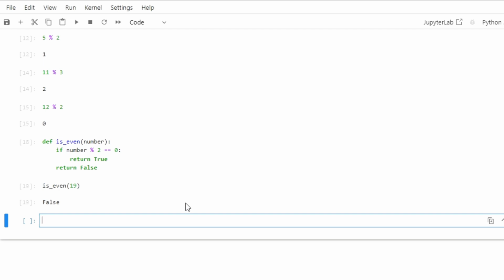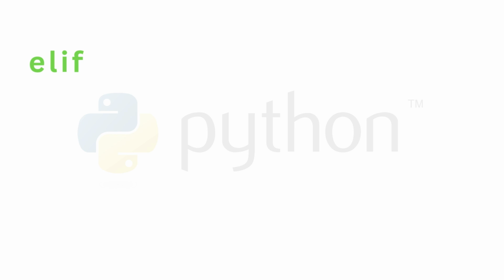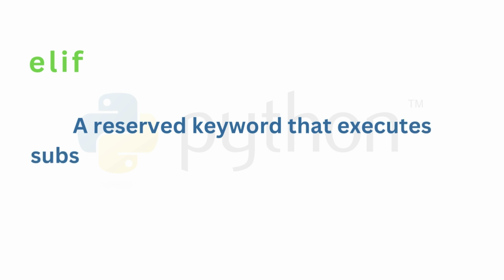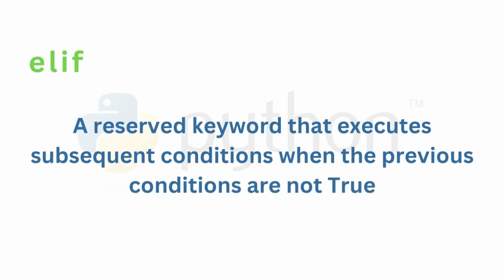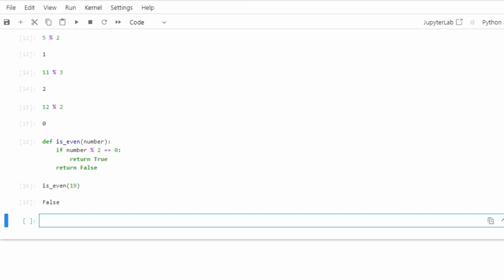For situations where there are more conditions to consider, the elif statement, short for else if, is useful. The elif keyword is a reserved keyword that executes subsequent conditions when the previous conditions are not true. It's Python's way of saying, if the previous conditions were not true, then try this condition.